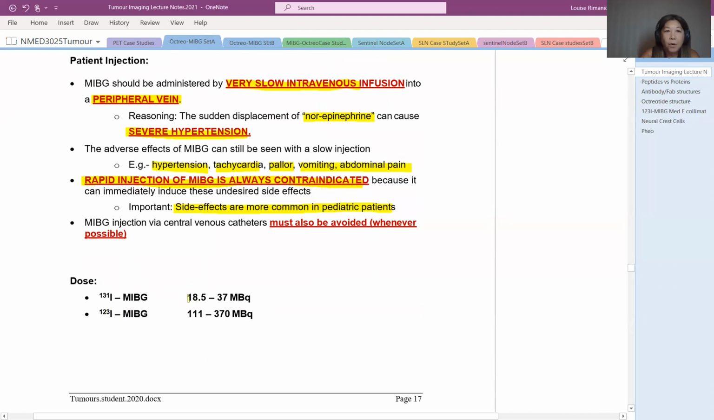Standard dose for I-131 is 18.5 to 37 megabecquerels. I-123, we can increase that significantly to a maximum dose of 370.